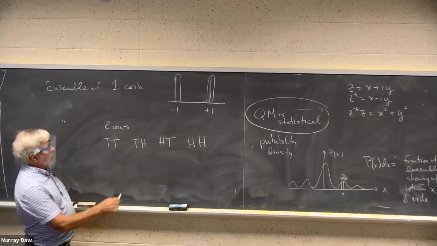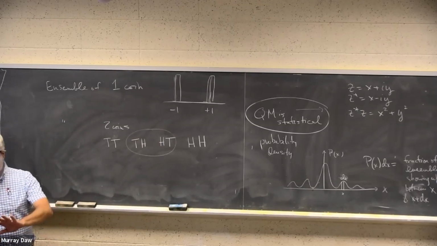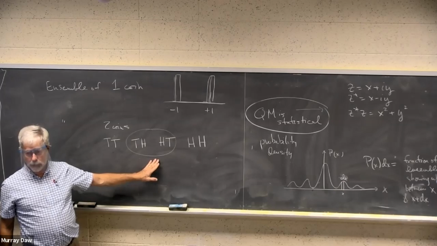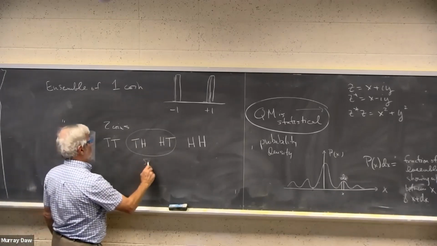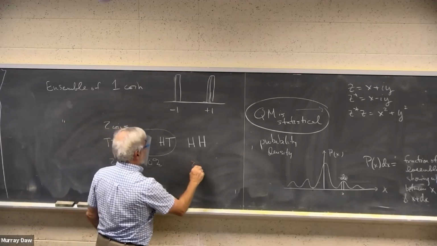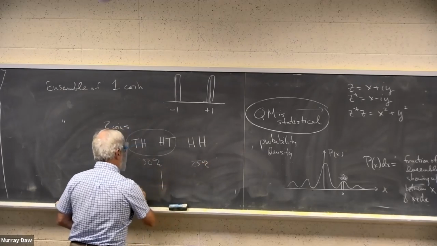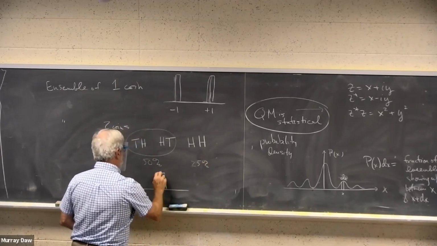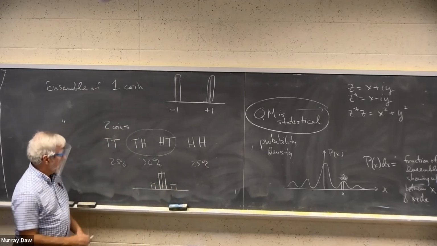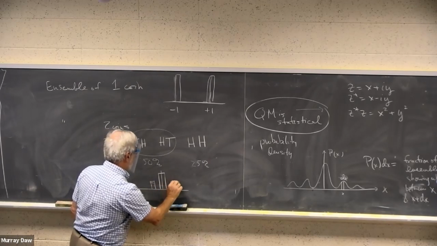Depending on how we say it, if we ask how many get 1 of each, then this is 50%. This is half of the ensemble. This is 25, 25. So the histogram would look like this. It'd be 50%, with 2 satellites on the side that are at a quarter. The whole thing adds up to 1.